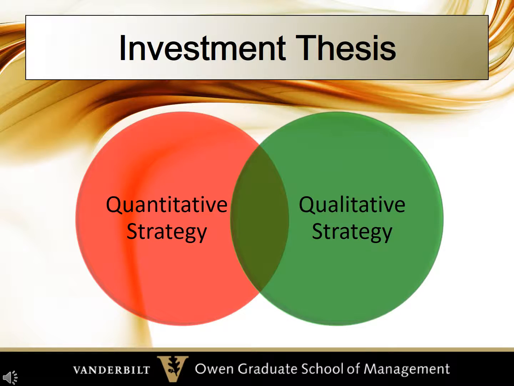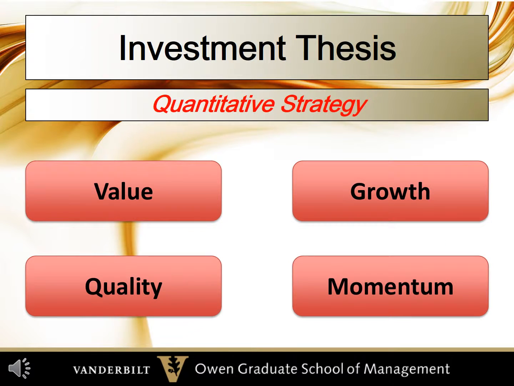We started with a multi-factor quantitative strategy and then overlaid it with a qualitative one, which gave us the flexibility we felt we needed. Our quantitative investment thesis consisted of four main equally weighted factors: valuation, quality, growth, and momentum.